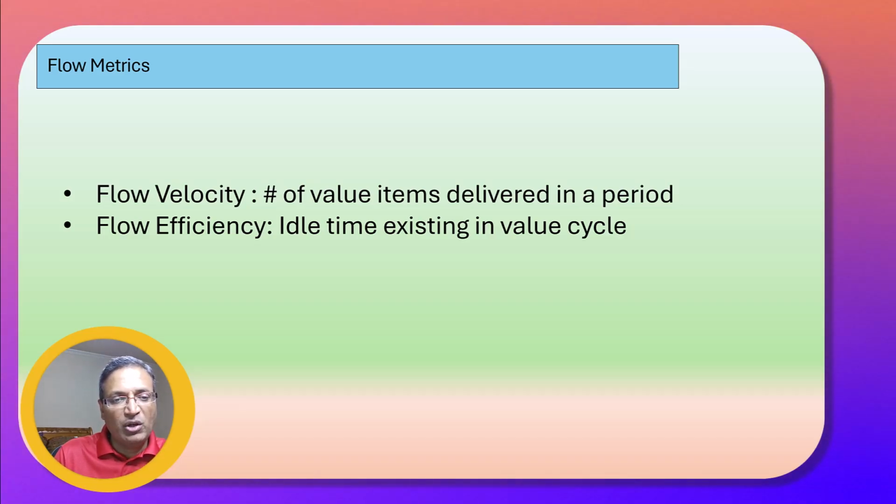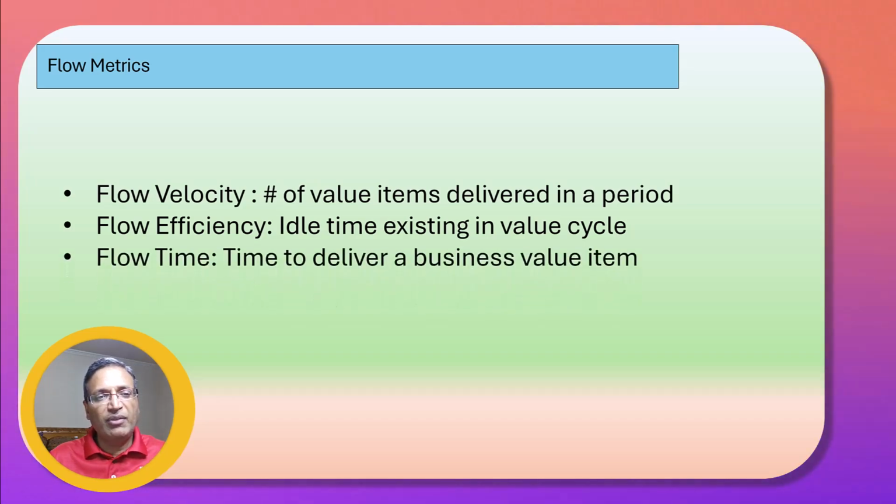Then the next one is flow efficiency. This one highlights the wait time that is involved in the value delivery chain along your software delivery cycle, and it highlights the areas where you can improve to make it more efficient. So it is effective time versus overall time. That is flow efficiency.